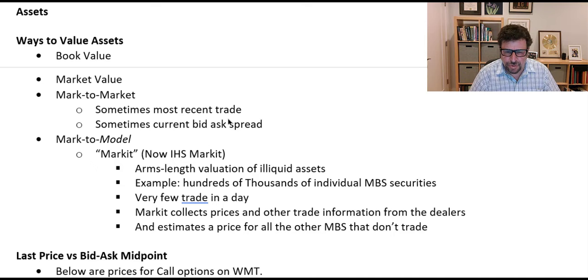Why? It might not have traded for a while, the price has moved, and the last trade may be outside the range of the bid-ask spread. That's the best way to say that. If the most recent trade is, say, $40 and the bid-ask spread is 42 at 44, well, then this most recent trade is not really giving a good valuation. And so for sometimes lightly traded assets, we'll use the bid-ask spread midpoint as opposed to the most recent trade.